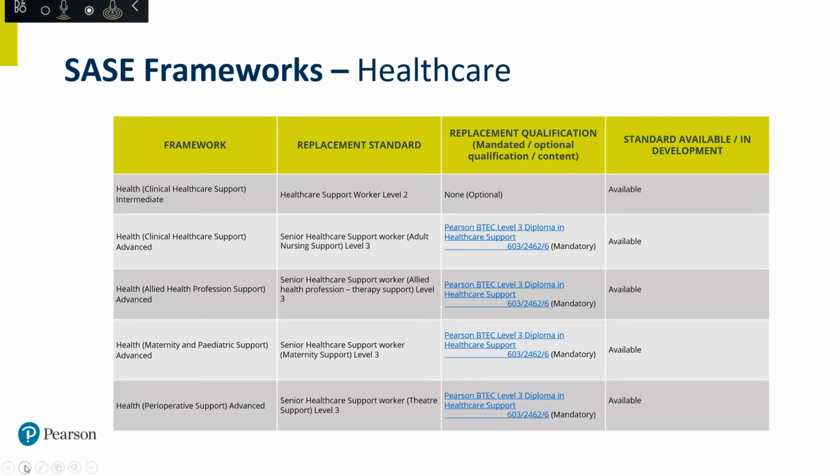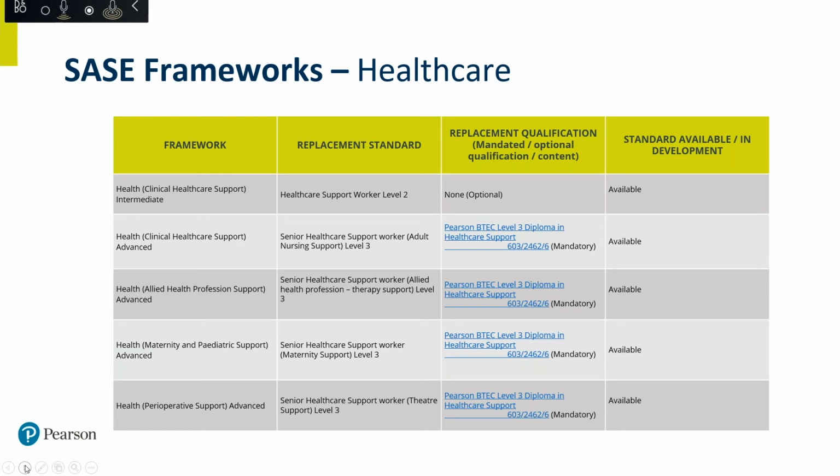For level 3, there were lots of pathways for the advanced framework: clinical healthcare, allied healthcare, maternity and pediatrics and perioperative. So these have all been removed, and the transition standard that is available is senior healthcare support worker. And again, it has got 6 pathways or options, 4 of which, as they map to the old framework, are adult nursing support instead of clinical, allied healthcare support is the same, maternity support is similar to maternity and pediatrics, and theatre support for perioperative.